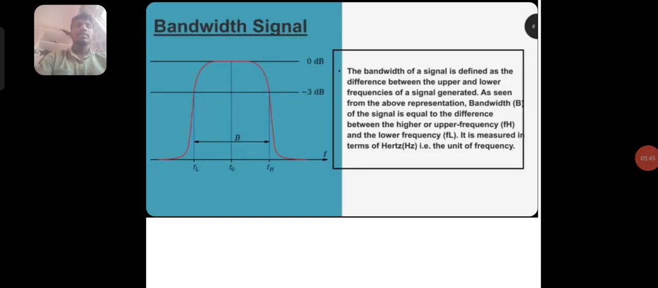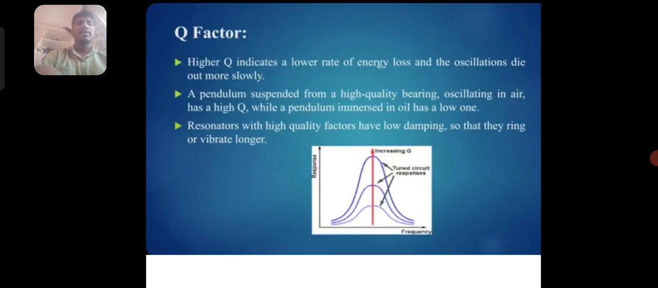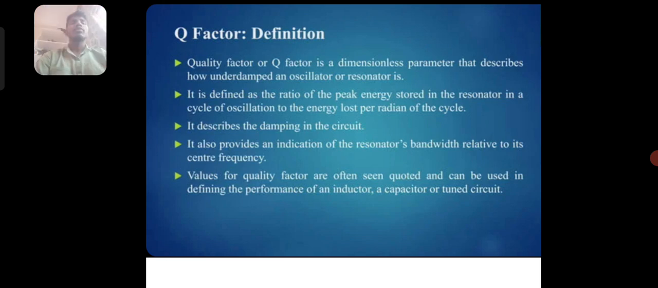We can see the bandwidth of a signal. The bandwidth of a signal is defined as the difference between the upper and lower frequencies of a signal generated, as seen. And this is the Q factor definition. Q factor is a dimensionless parameter that describes how underdamped an oscillator or resonator is. It is defined as the ratio of the peak energies.